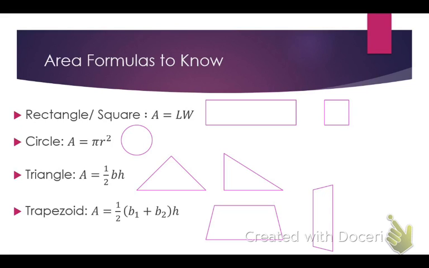The rest of chapter 11 is over volume, and if you struggle with finding area, volume is literally you multiply the area times the height of the shape, the 3D object. So that's why this is super important for us to get now so we can get it later.